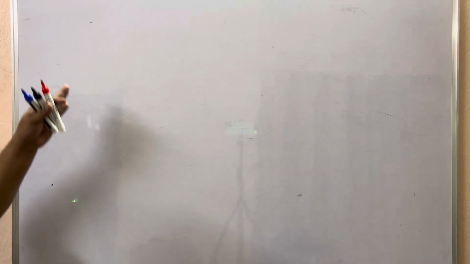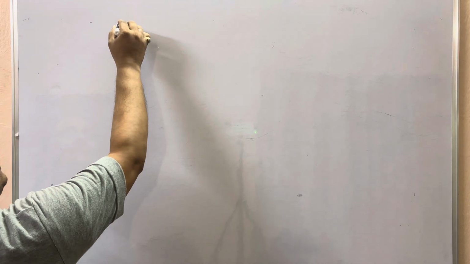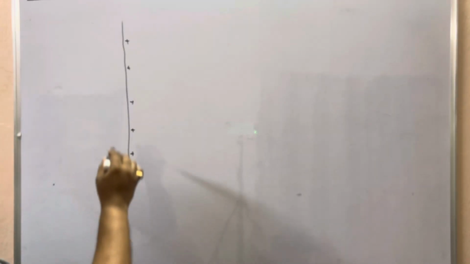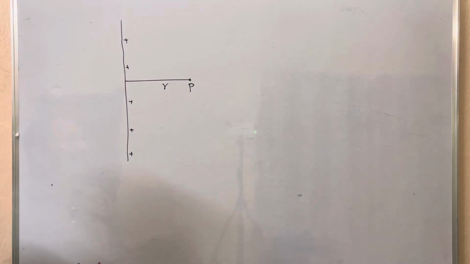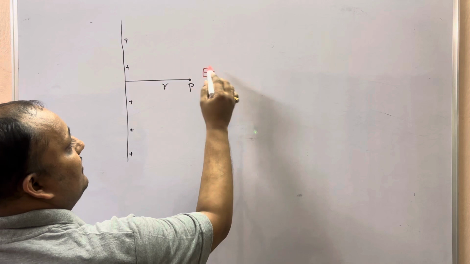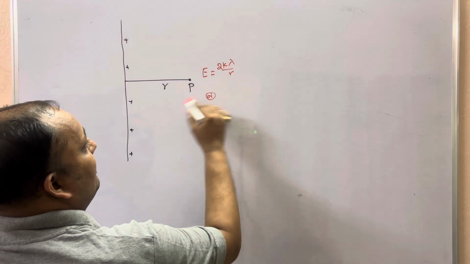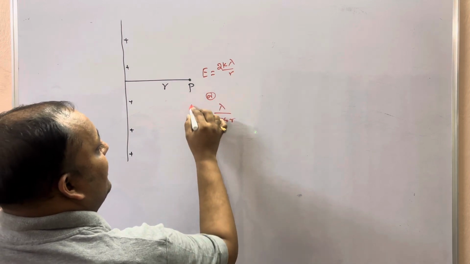In this class, we will do some problems on the electric field due to an infinite positively charged wire. Already we discussed, if a wire is charged positively, at some distance r, what is the electric field intensity E? E is equal to 2k lambda by r, otherwise E is equal to lambda by 2 pi epsilon naught r.